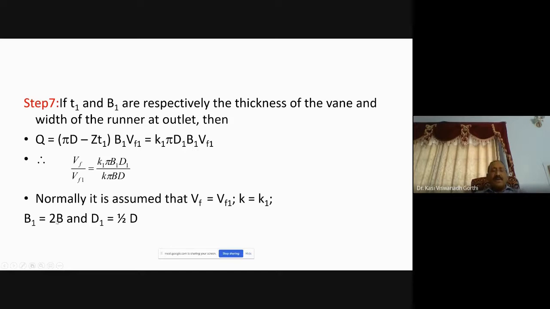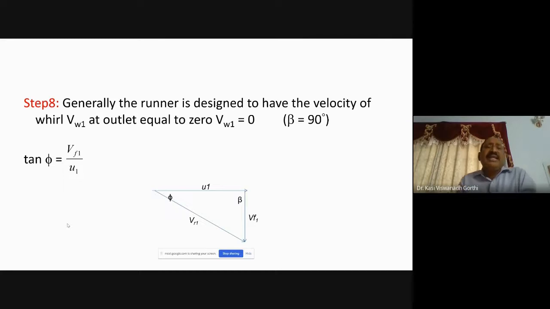You see here what happened. If D is the diameter and B is the breadth at the inlet, D1 is the diameter at the outlet of the runner, which is half of the inlet diameter, whereas the breadth at the outlet is twice the inlet. That means the diameter is reduced to half and the breadth is increased to double. Generally, the runner is designed to have the velocity of whirl Vw1 at outlet equal to 0. That means Vw1 equals 0.